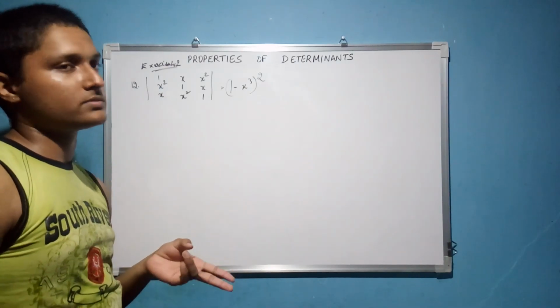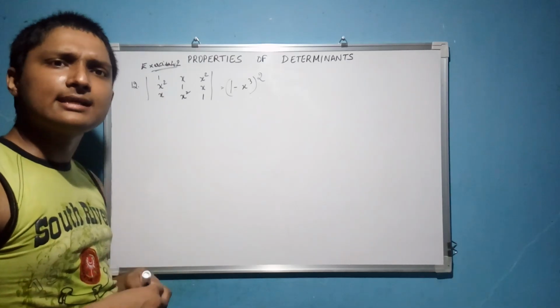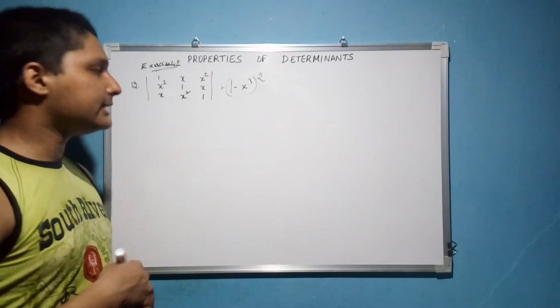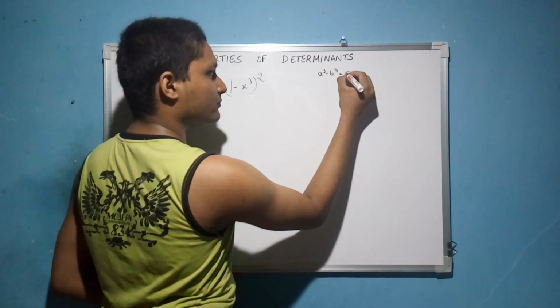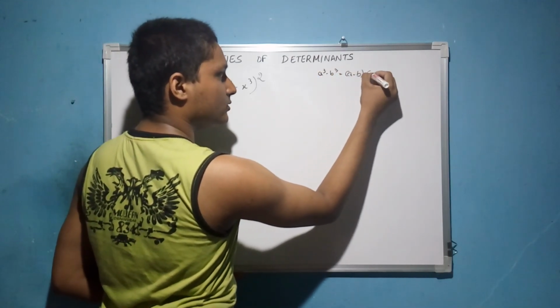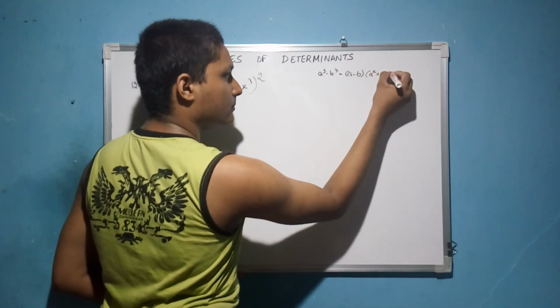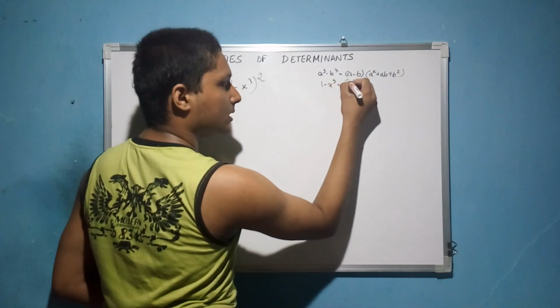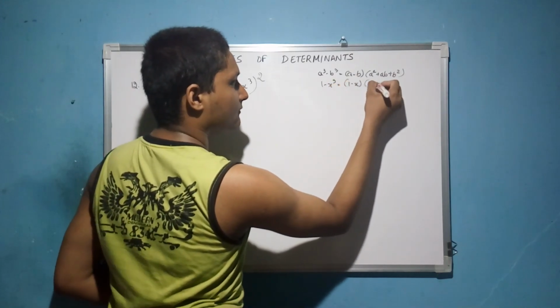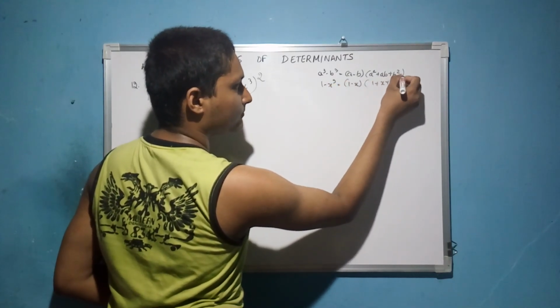That means that you need to get 2 terms only. But when you see 1 minus x cube, we can remember one more identity, that is a cube minus b cube is equal to a minus b into a square plus ab plus b square. So 1 minus x cube is going to be equal to 1 minus x into 1 plus x square.